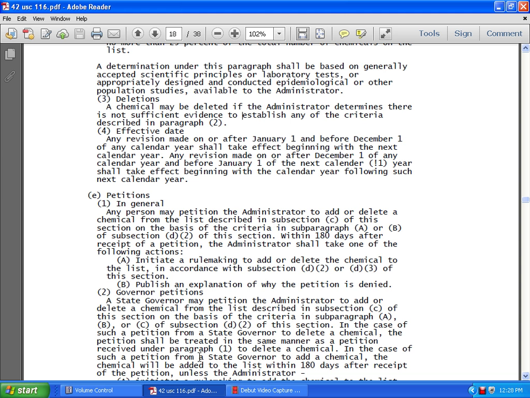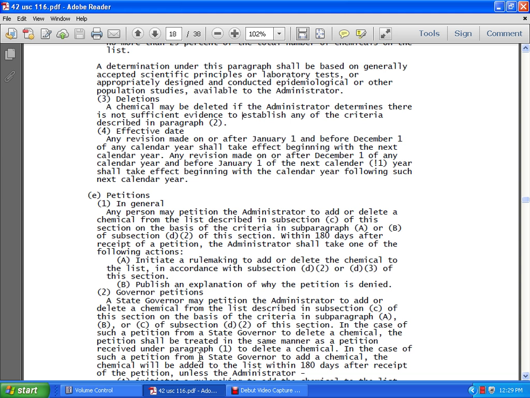Governor petitions. A state governor may petition the administrator to add or delete a chemical from the list described in subsection C of this section on the basis of the criteria in subparagraphs A, B, and C of section D2 of this section. In the case of such a petition from a state governor to delete a chemical from the list, the petition shall be treated in the same manner as the petition received under paragraph 1 to delete a chemical.